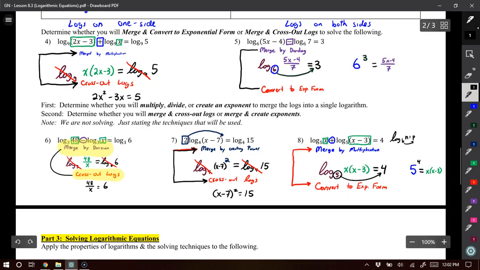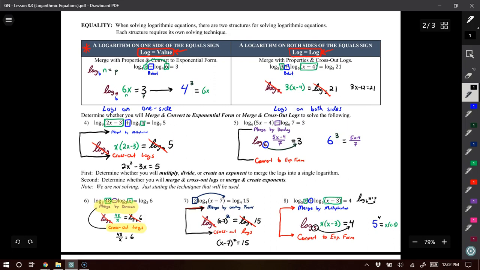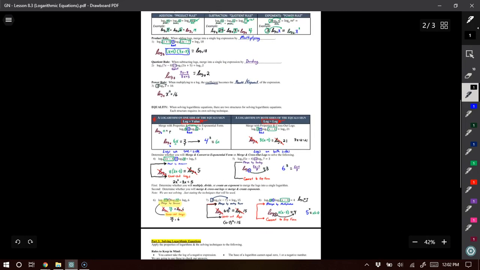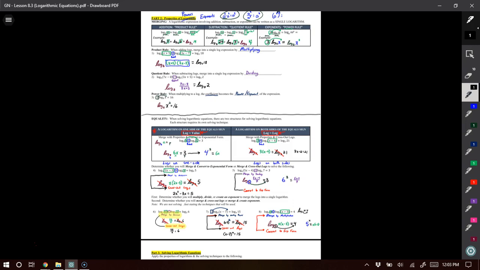So this video, part 2 of lesson 8.3, the main idea behind it is your properties of logarithms, product rule, quotient rule, power rule, and also getting familiar with the structure. Now, the equality part is to help us as we go further into part 3. In part 3, we're going to use these, but we're going to actually finish these problems. We're going to solve them. Right now, we're trying to learn how to read and how to analyze what format do I use, what structure do I use, what process do I use. So part 2 deals with properties of exponents, properties of logarithms, and it deals with equality. Do you have log equals value, or do you have log equal a log?